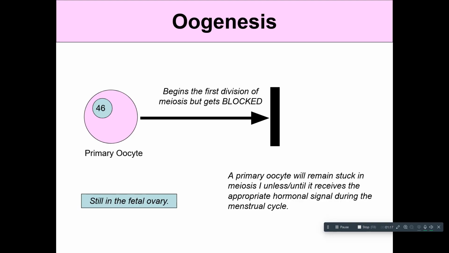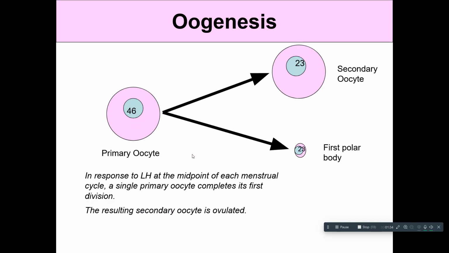And the primary oocyte starts doing meiosis, but it gets blocked. And it stays blocked unless it gets the correct hormonal signal, which is only going to happen during a menstrual cycle. Okay, if a primary oocyte gets the right signal, and the right signal is called LH, which stands for luteinizing hormone, at roughly the midpoint, like day 14 of a menstrual cycle, then and only then will a primary oocyte continue to divide.